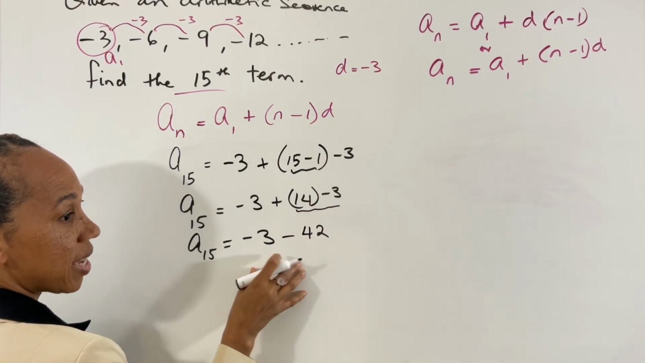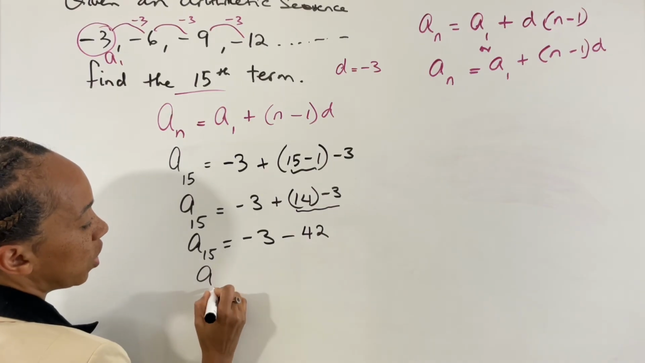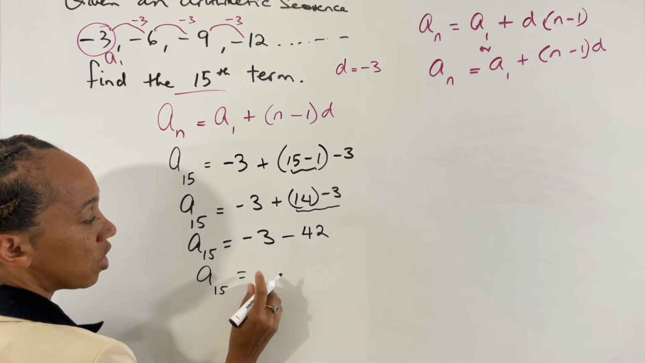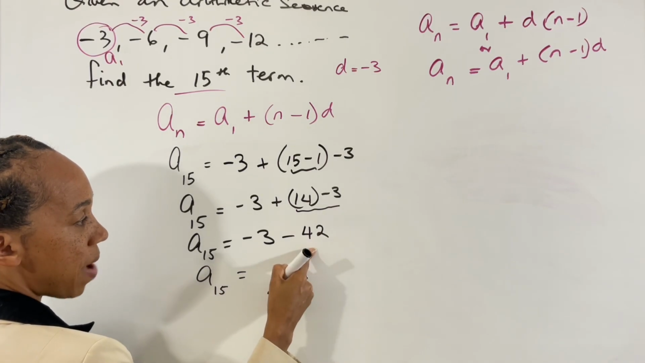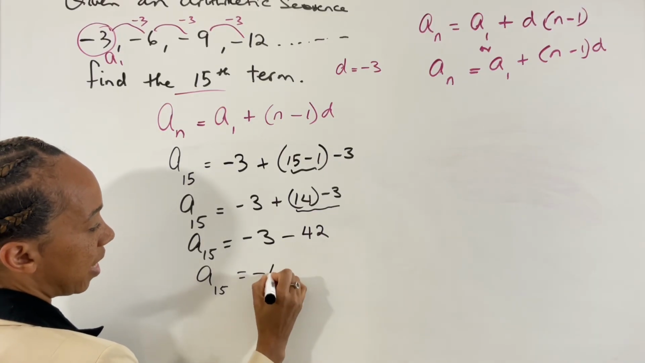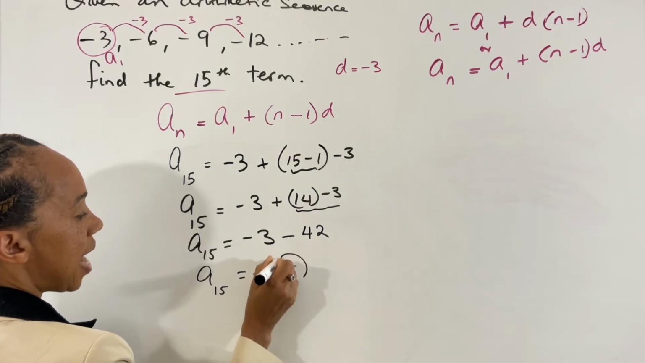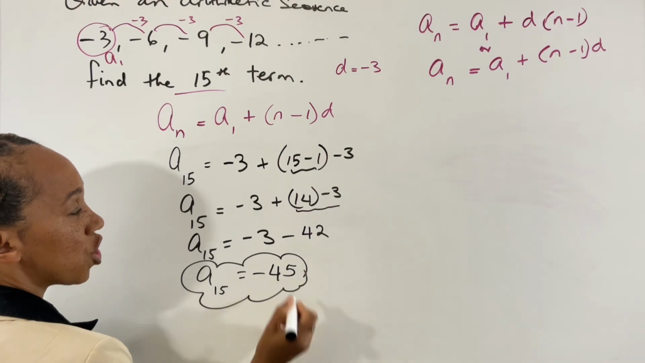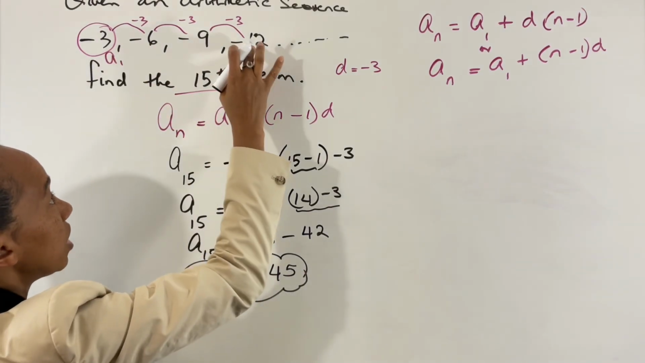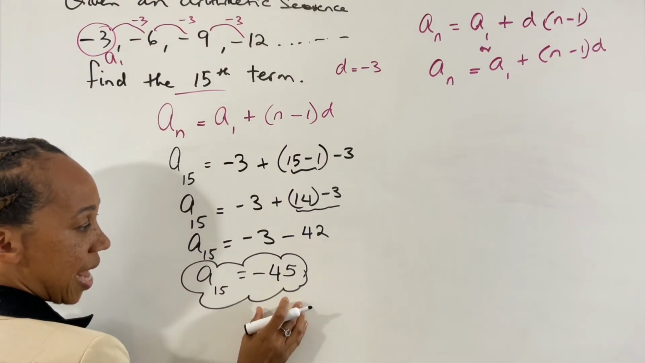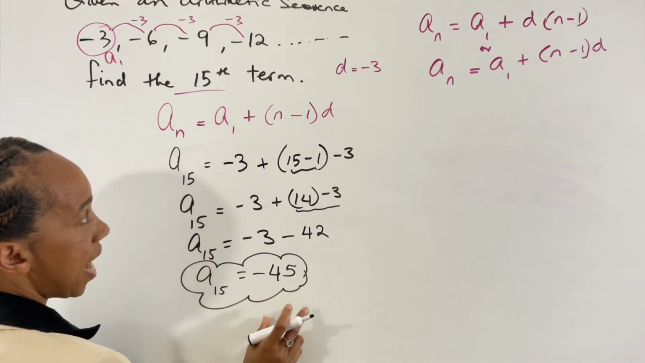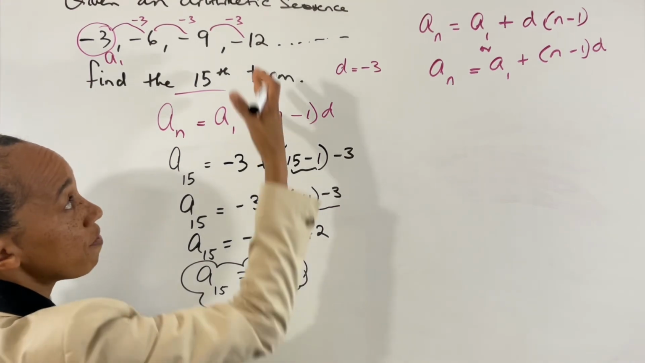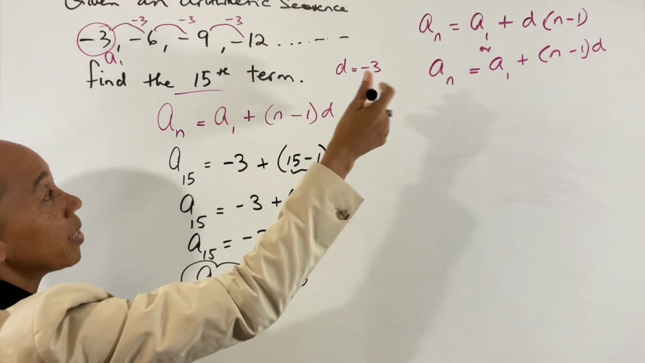And because you have -42 here, we're going to put it together. A sub 15 is going to be -3 minus 42, which is going to be -45. And that would be your 15th term. Notice all your numbers here are negative, so your answer has to be negative. All right, and we're looking for the 15th term. And if they ask you to write the next 3 terms, that would be easy.